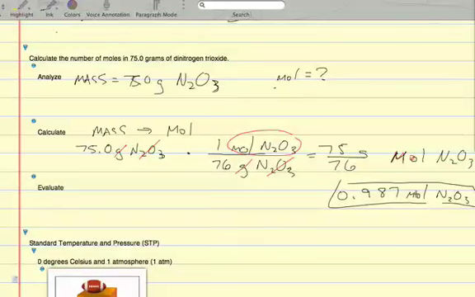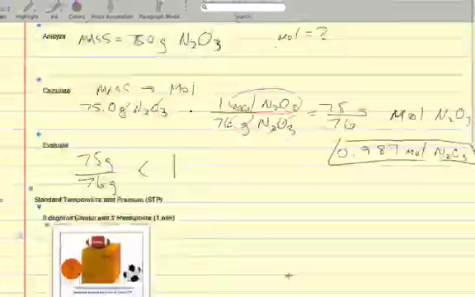Evaluate. Does this answer make sense? I've got 75 grams being divided by 76 grams per mole. Roughly, that should be something of a value of less than 1. So that seems pretty legit.